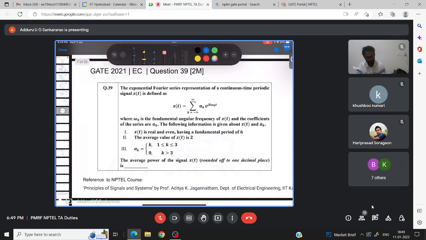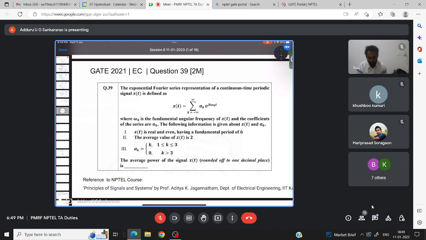So this is the next question. Exponential Fourier series. This was given in GATE 2021 for 2 marks. The question is: the exponential Fourier series representation of a continuous time periodic signal is defined as x of t equal to the sum over k from minus infinity to infinity of a k e power j k omega naught t, where omega naught is the fundamental frequency. This you know, right? Complex Fourier series representation or exponential Fourier series representation. Earlier we have seen once. And x of t and the coefficients of series are a k.